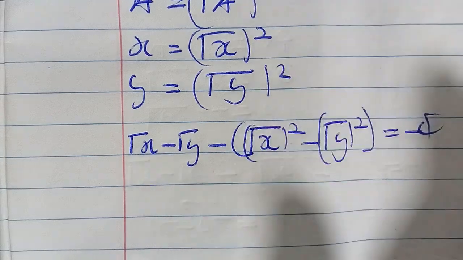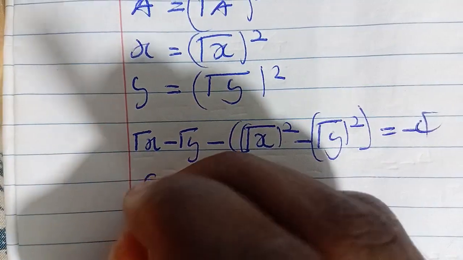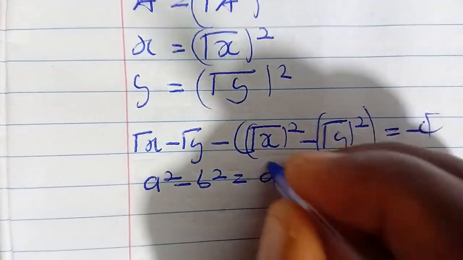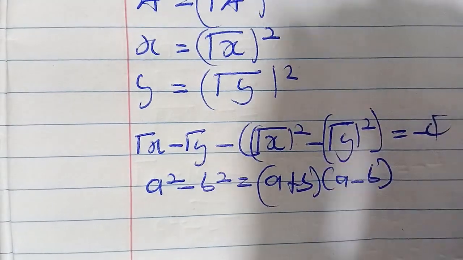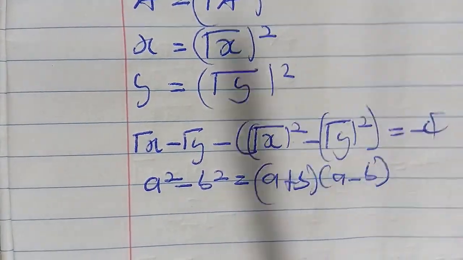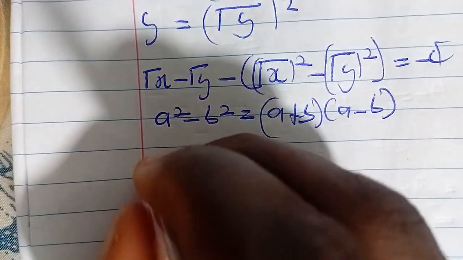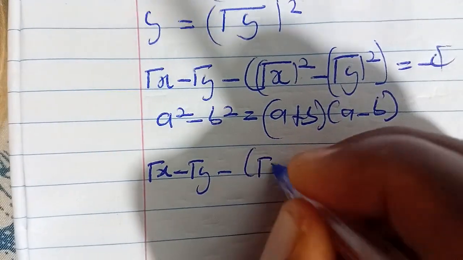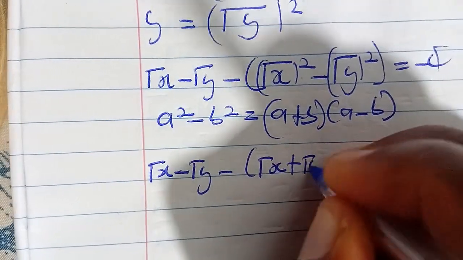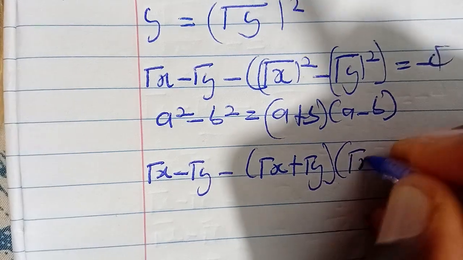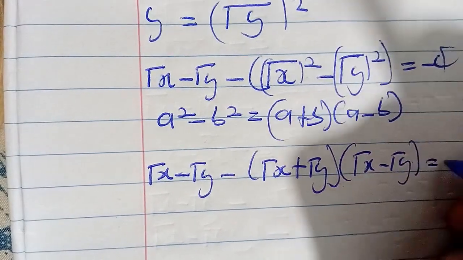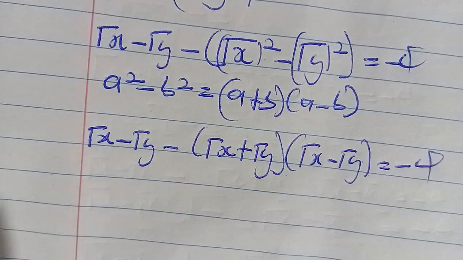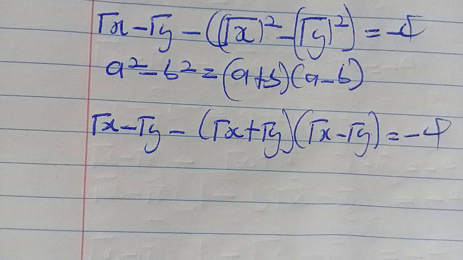Now this expression here follows difference of two squares, because you are having a squared minus b squared. We can write this as a plus b, a minus b. So let's apply this concept here. You're going to have root x minus root y minus root x plus root y, root x minus root y, is equal to minus 4. Can you see that? So you can see we have carefully applied the concept of difference of two squares.